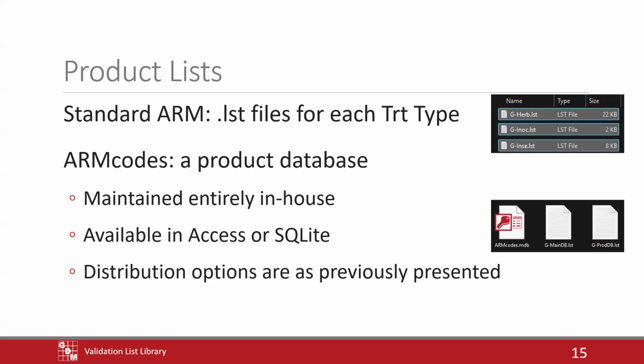There is a way you can bring those all together into one product database. And in ARM, we call that ARM codes. It just ends up being the name of that database file that the ARM software can talk with. And so it's something that you can maintain entirely in-house.